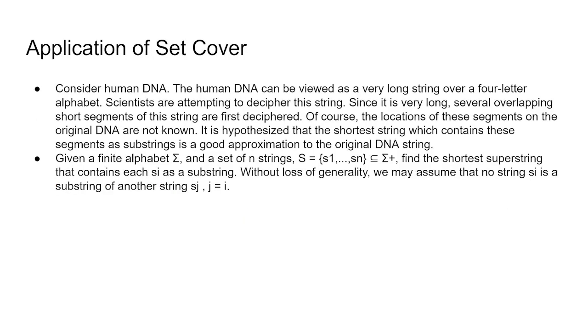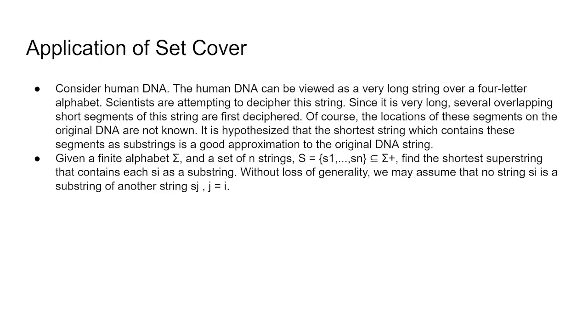So how do we put the greedy algorithm into some practical situations? One of the main scenarios would be deciphering human DNA. So the human DNA can be viewed as a very long string over a four-letter alphabet, namely A, C, G, and T. Scientists are attempting to decipher this string. Since it is very long, several overlapping short segments of this string are first deciphered. Of course, the locations of these segments on the original DNA are not known. It is hypothesized that the shortest substring, or superstring, which contains these segments as substrings, is a good approximation to the original DNA string. So the formal definition would be as follows.